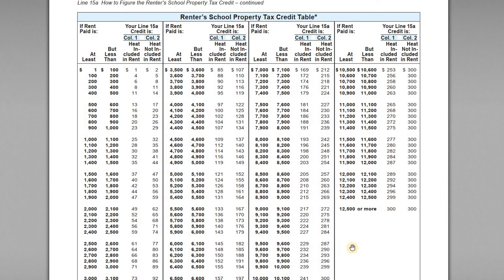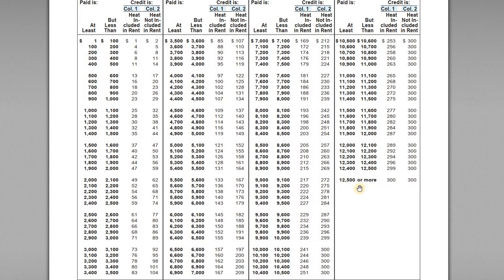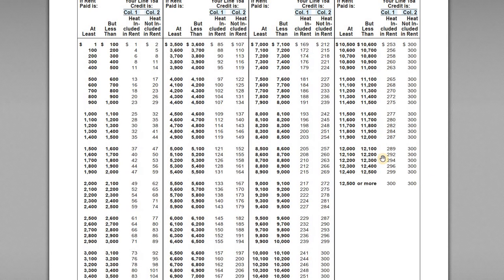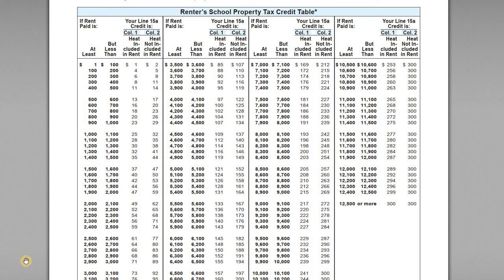In this case, Adam separately paid for the heat, so his rent being at $15,000 falls right here, right? $12,500 or more. So you can see that the amount of credit is capped out at $300. If your rent for the year is somewhere within this range, then you won't get a $300 credit. You'll have a more reduced amount, and so that would be the amount that you report on your Wisconsin Form 1.